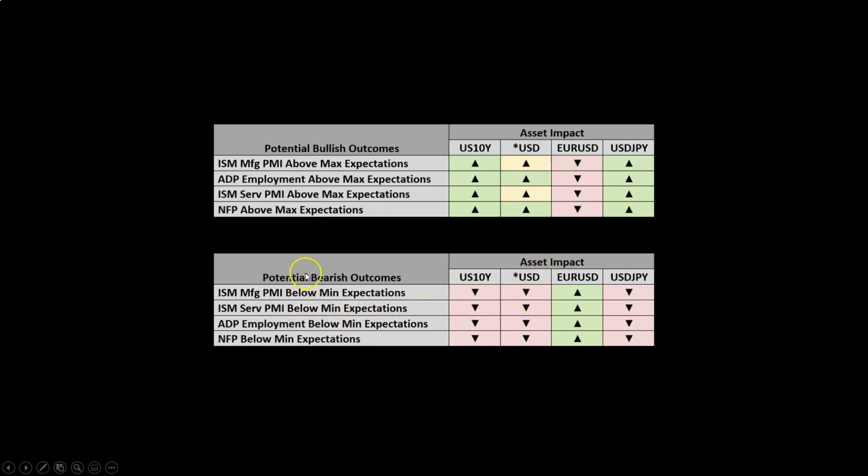And then again, looking at those subcomponents for things like prices paid, for yields, and of course the employment as it affects NFP forecasts going into Friday.